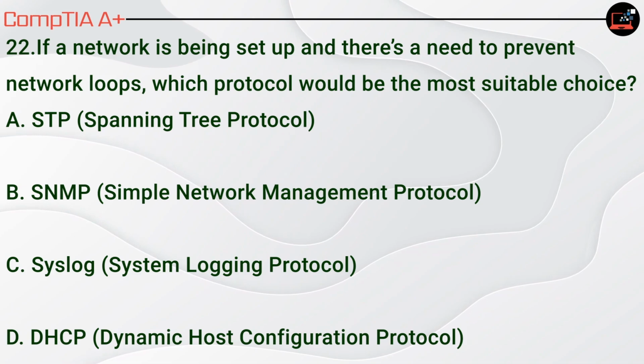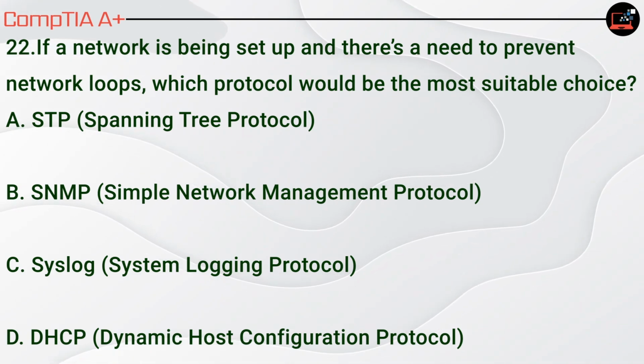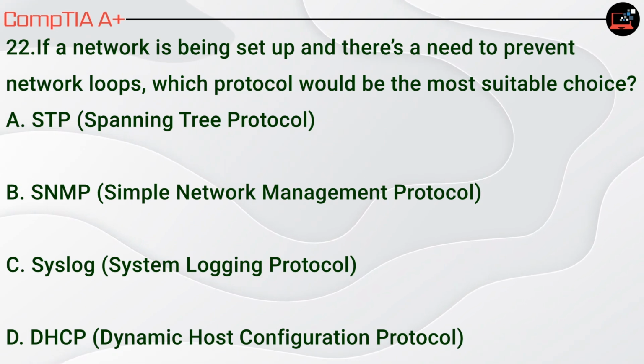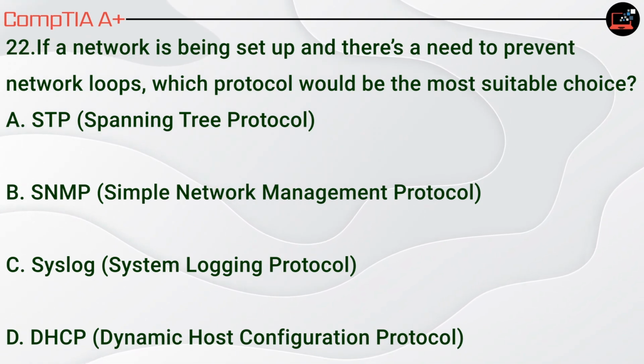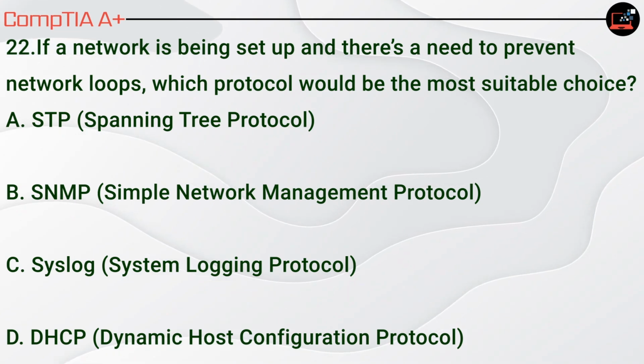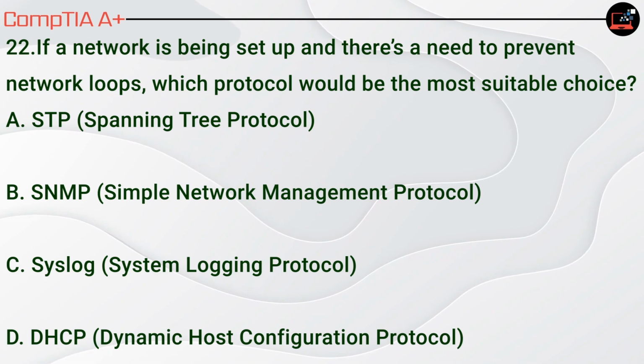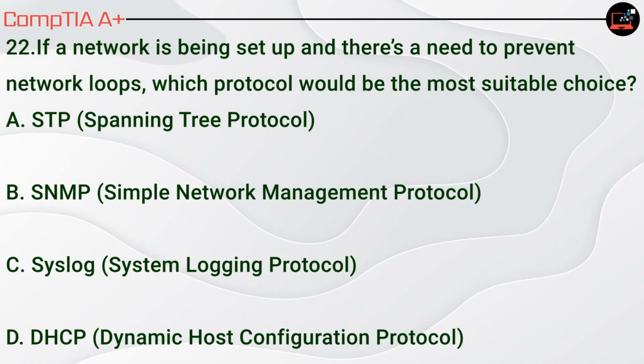22. If a network is being set up and there's a need to prevent network loops, which protocol would be the most suitable choice? A, STP, Spanning Tree Protocol. B, SNMP, Simple Network Management Protocol. C, Syslog, System Logging Protocol. D, DHCP, Dynamic Host Configuration Protocol.